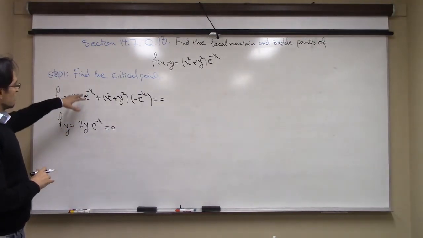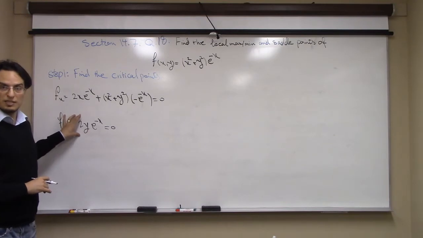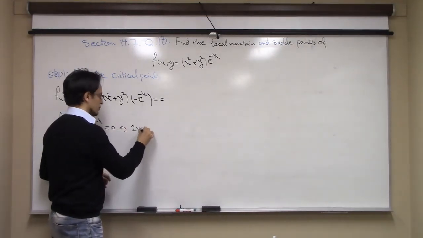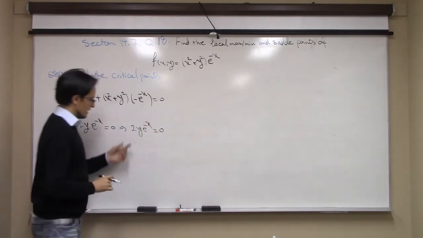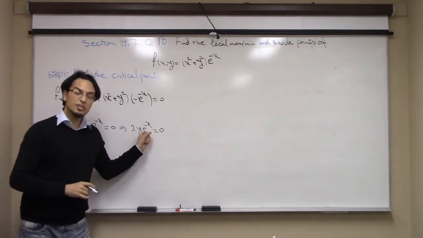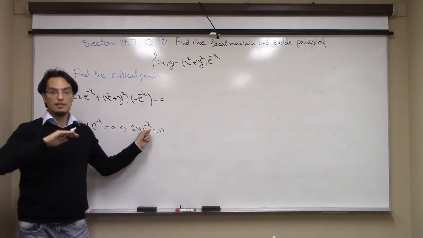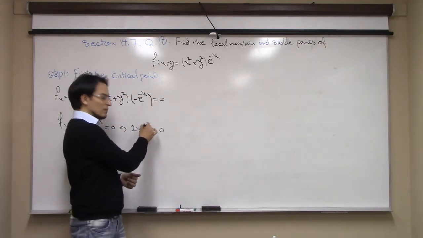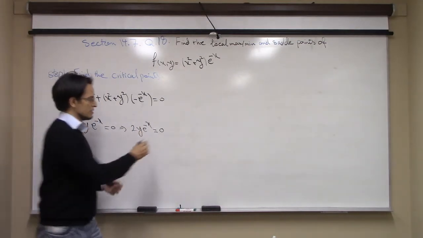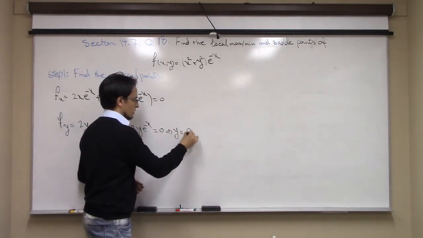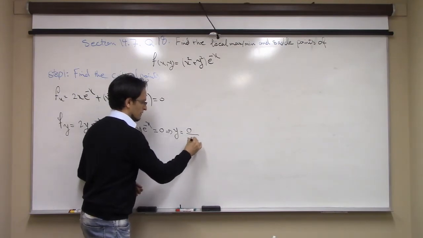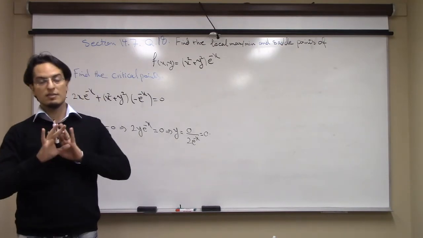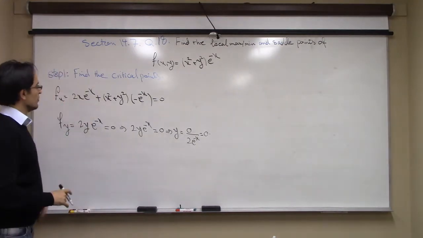I can start with this one, which is the easy one. If I have 2y e to the power minus x equal to 0, this exponential function never gets a 0 value. That means it is always non-zero. 2 is non-zero. I can divide by them, which gives y equals 0 for critical points.